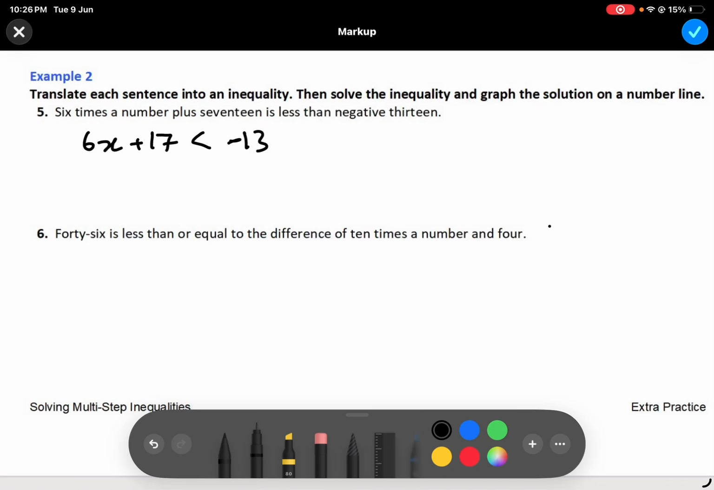Now to solve the inequality, we just subtract 17 on both sides and we get 6x is less than negative 30. And then we just get x is less than negative 5 because we divided 30 by 6. And this is our answer.